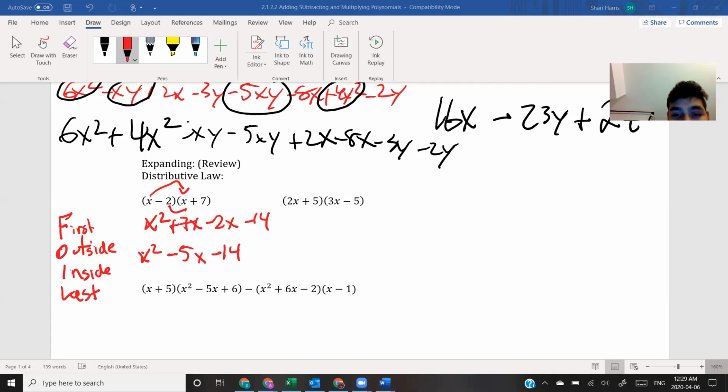Over here, we're going to FOIL this. So first, 6x squared. Ooh.